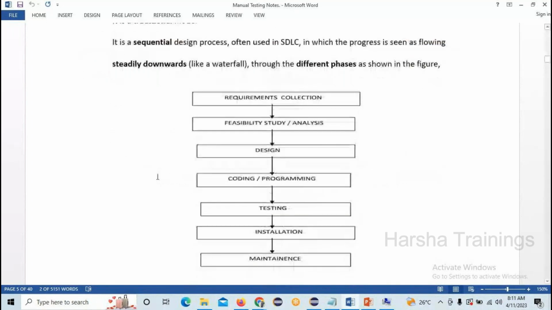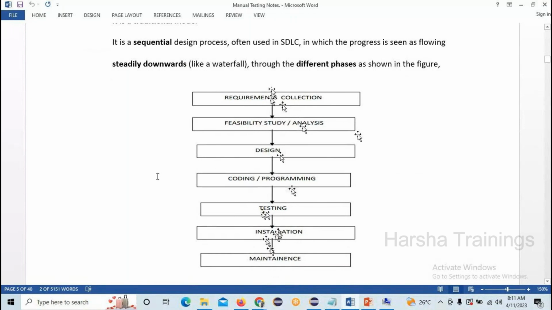First of all, in our software development life cycle, the first procedure is requirement analysis. That requirement analysis is taken as two steps in this model: requirement collection and feasibility analysis. After that, we do the design, then the coding, then the testing, then the installation, which is nothing but deployment, and then the maintenance. These are the software development life cycle phases.